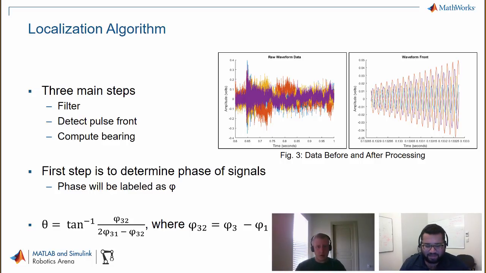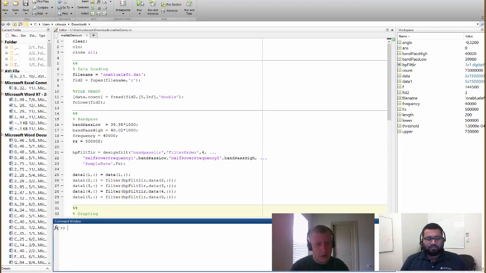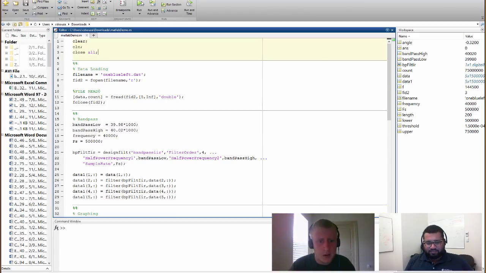So we're going to move over to MATLAB now and take a look at an actual implementation of the software to solve this problem and to find a bearing. So now we're over in MATLAB, and we're going to go through piece by piece and show you actual code to get these signals and to process the data and find that bearing. What we have here is the whole implementation.